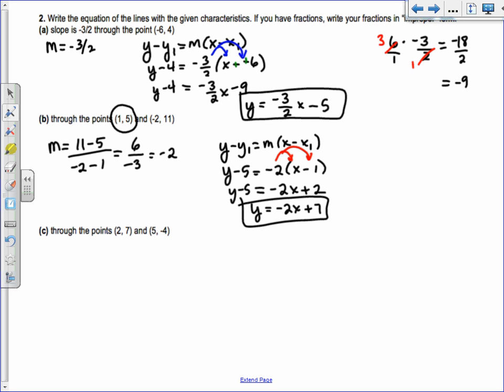Okay, here part C is a hard one. Did you guys get fractions for part C? Oh, fractions. By the end of Algebra 2, I'm going to make you love them. You're like, oh, fractions. Woohoo.